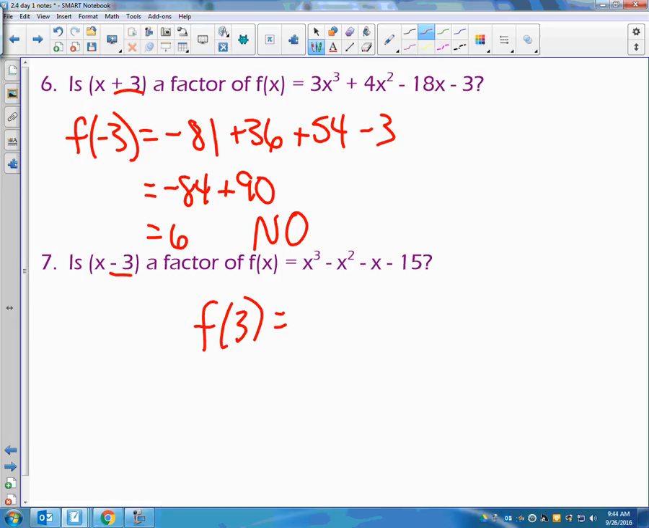So if I plug 3 in here, I would get 27 minus 9 minus 3 minus 15. Yeah. Oh my gosh, it's finally 1. So this means yes.